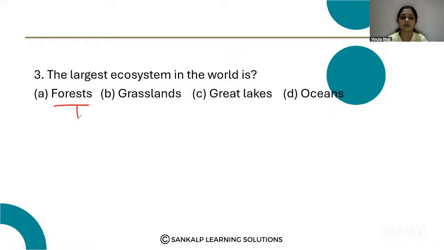In ecosystems, we say forest ecosystem, grassland ecosystem, right? The largest ecosystem means the one which includes the largest number of organisms and the abiotic components also. So here option D, oceans are the largest ecosystem in the world, which is very rich in biodiversity as well as abiotic components, and covers the maximum area on earth. So oceans are the largest ecosystem in the world. Option D.